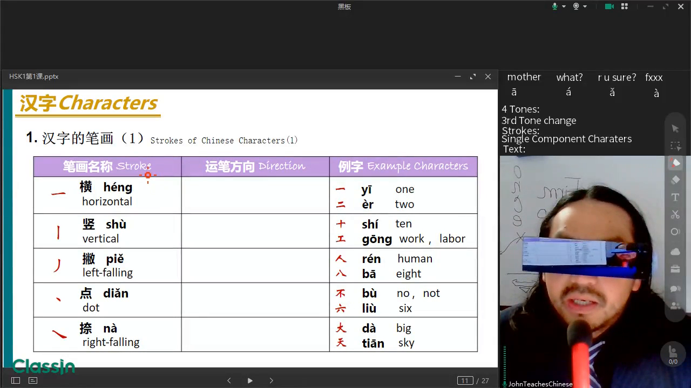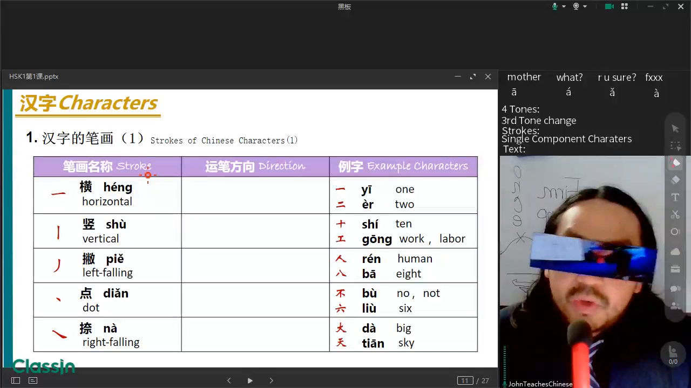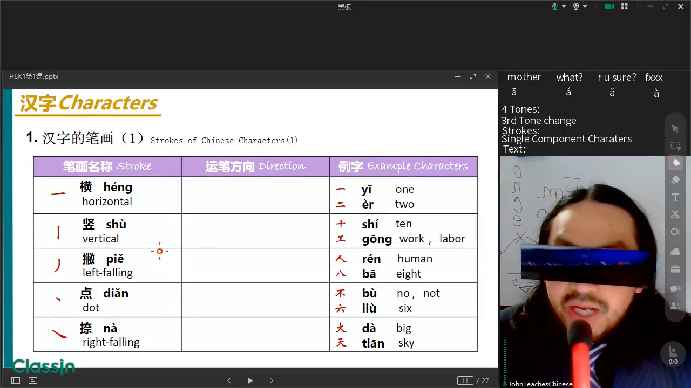Next time we're going to learn the basic strokes of Chinese characters. In the next small class, we're going to learn how to write some Chinese.